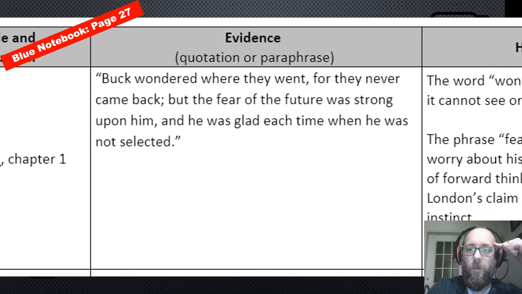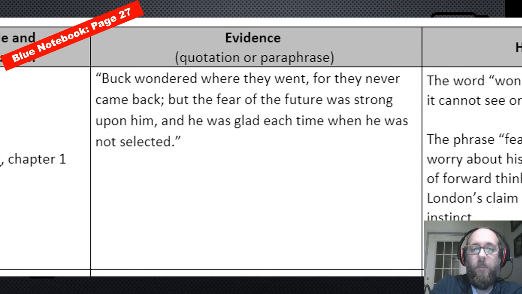It says, "Buck wondered where they went, for they never came back. But the fear of the future was strong upon him, and he was glad each time when he was not selected." Now this piece of evidence comes right after Buck is beaten, and he talks about some other dogs who would come, and some dogs just fell in love with the man with the red sweater, and they just wanted to obey him, and they just wanted to be good dogs. And he said there were a couple of dogs that never played along. They never played the game. And then it talks about these dogs that are picked up and leave. And of course, we know they're being shipped somewhere.